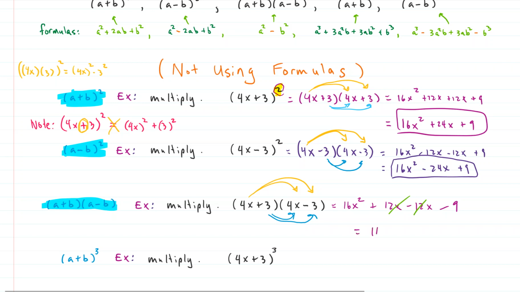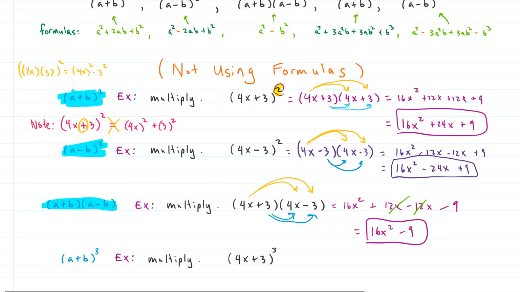Well, we get 16x squared minus 9, which is just a squared minus b squared. So that's interesting. It's kind of helpful, right? Let's do the next special form.